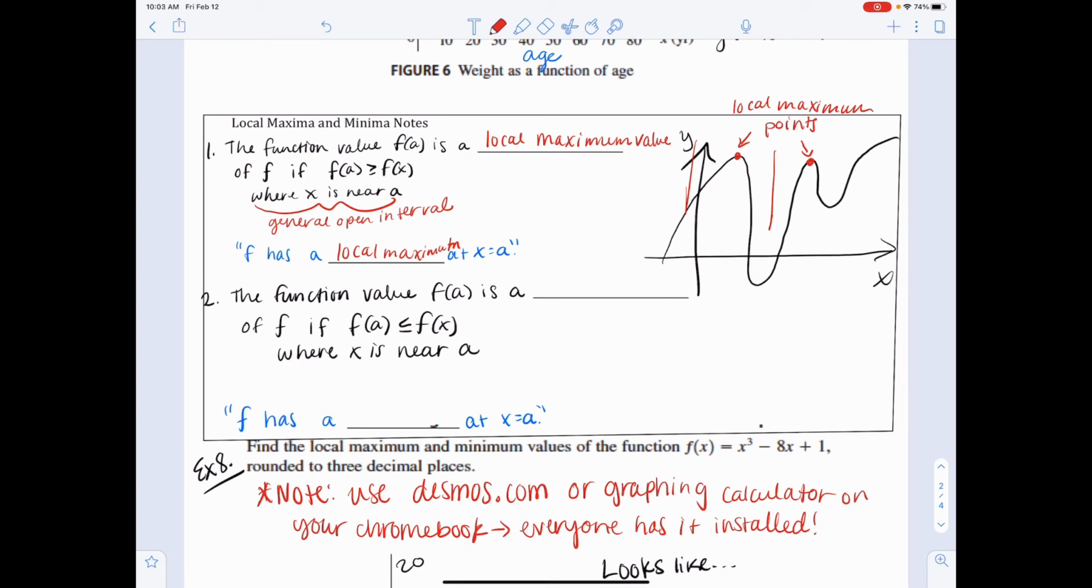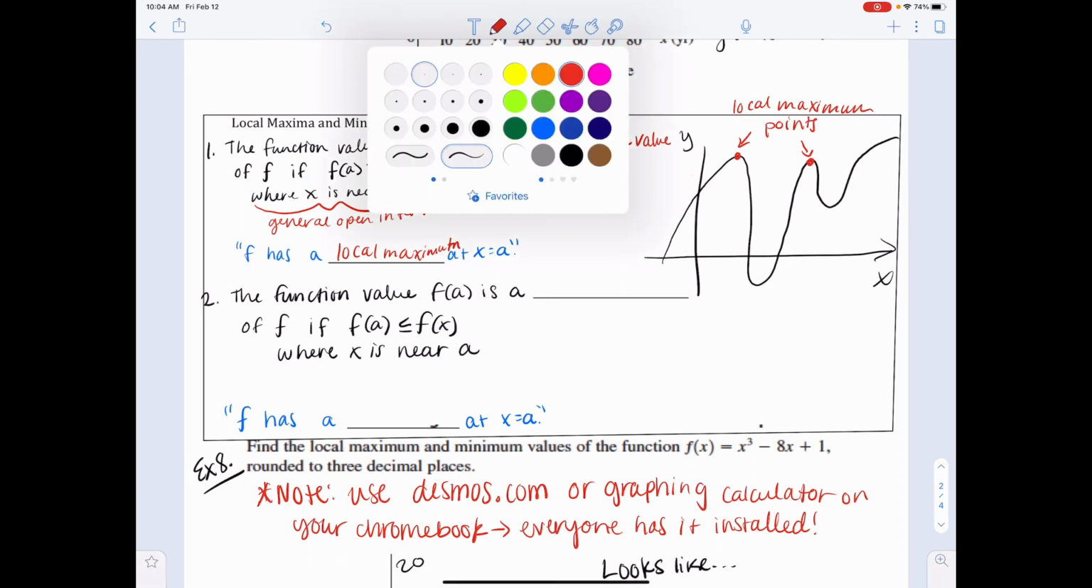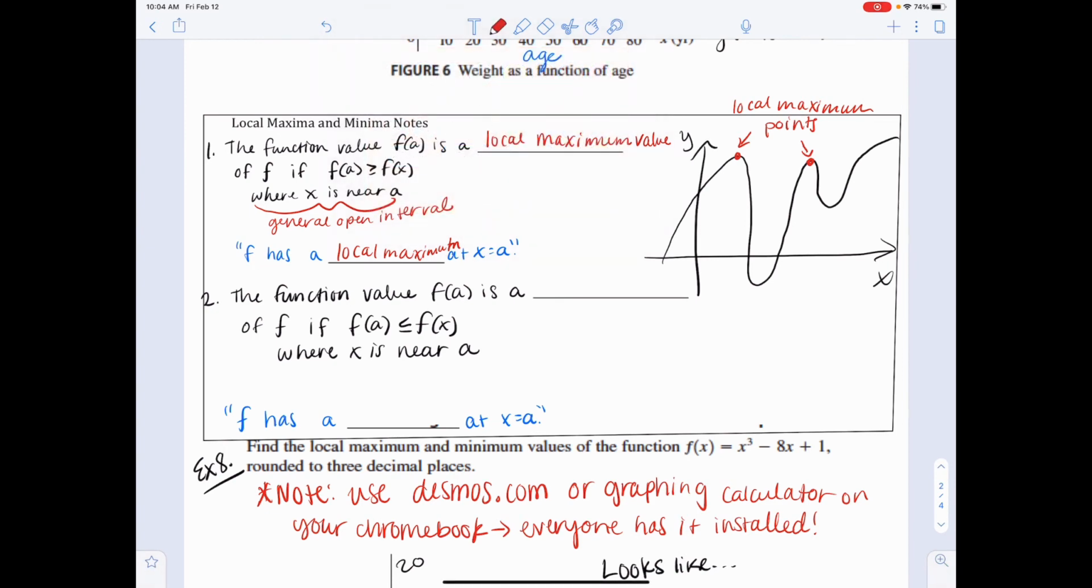And then a similar definition for the other side. The function value f of a is a blank if f of a is less than or equal to f of x around it, where x is near a. So this is also just like a general open interval. And if f of a is smaller than everything around it, then it is a local minimum value.